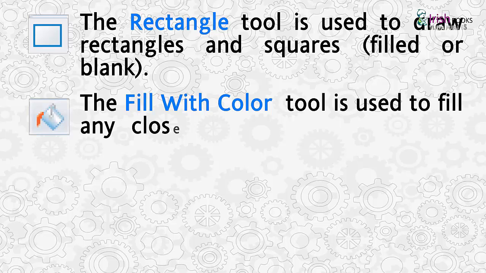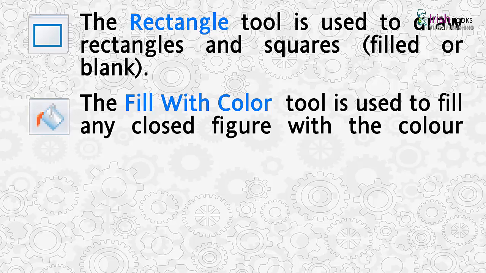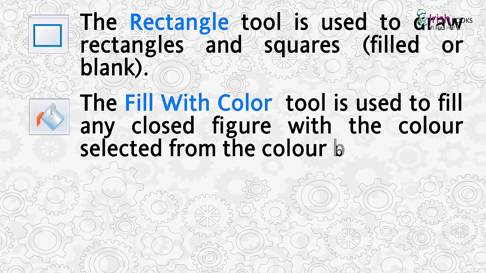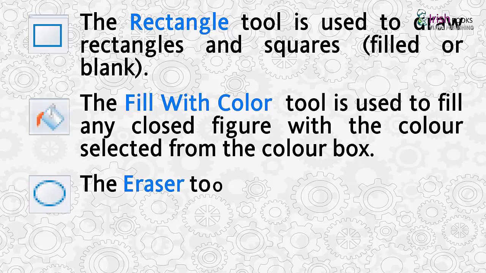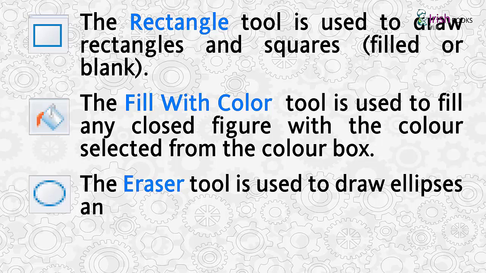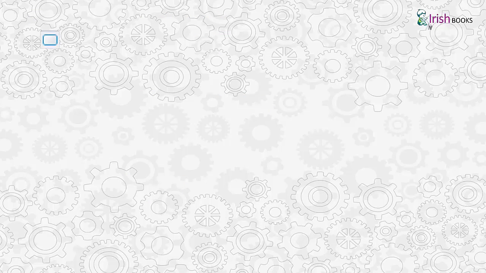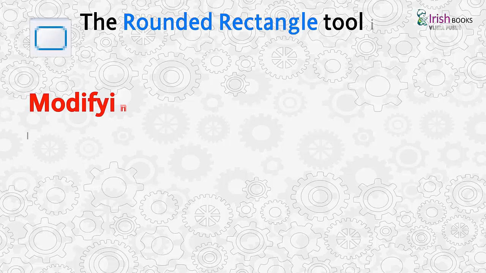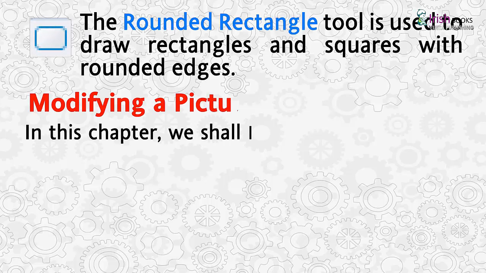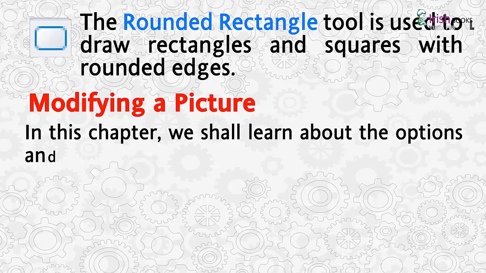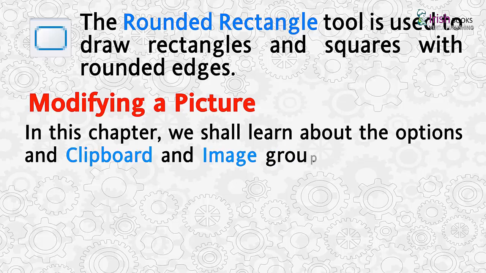The Fill with Color tool is used to fill any closed figure with the color selected from the color box. The Ellipse tool is used to draw ellipses and circles. The Rounded Rectangle tool is used to draw rectangles and squares with rounded edges.